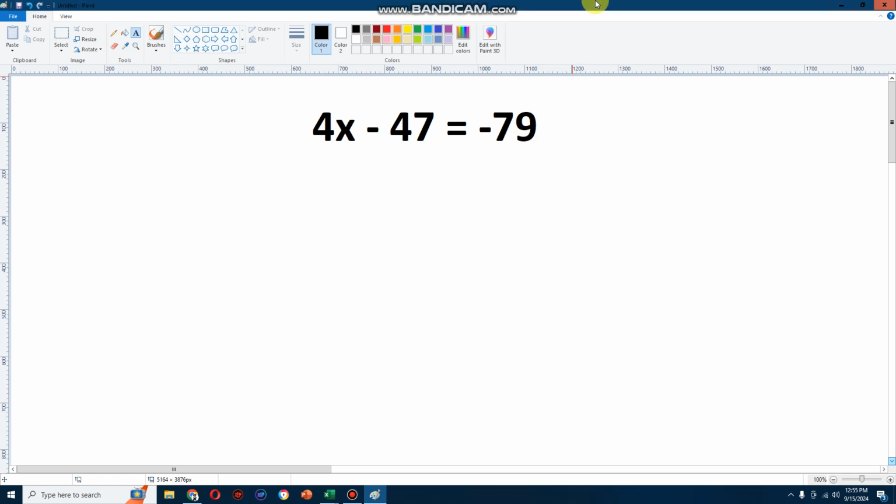Today I'm going to help you solve this algebraic equation using the inverse technique, and we'll start it off by setting up this problem. 4x minus 47 equals minus 79. First thing I like to do is draw a line between my equal sign like that, and there's a reason for this because I'm going to divide this equation into two parts.